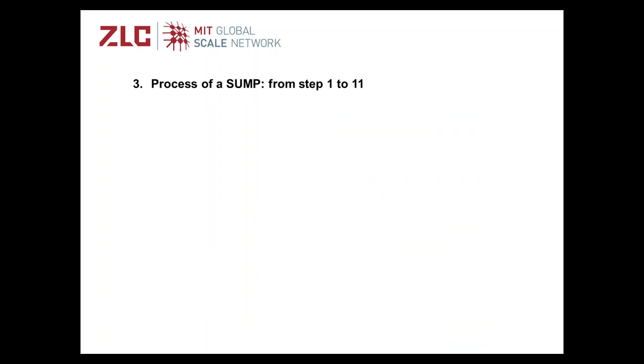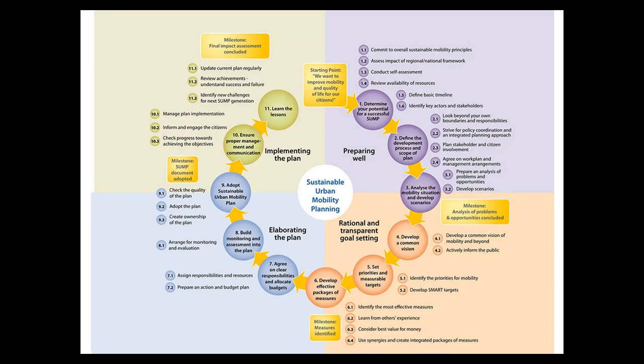So the Sustainable Urban Mobility Plan, I'm not going to go into detail of every single step, but it has 11 main steps to fulfill. So these are those that can be shown on the slide. That's been taken from the CIVITAS project. So there are 11 steps.